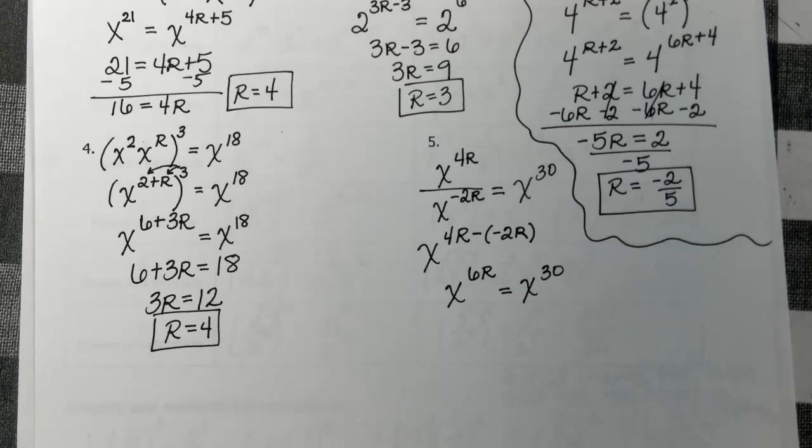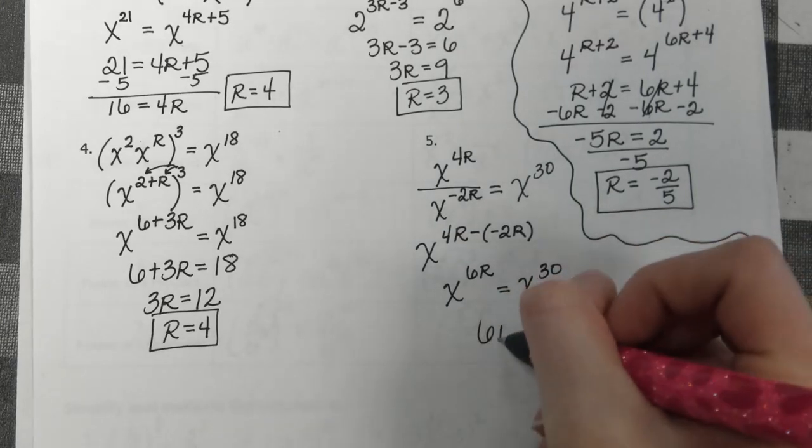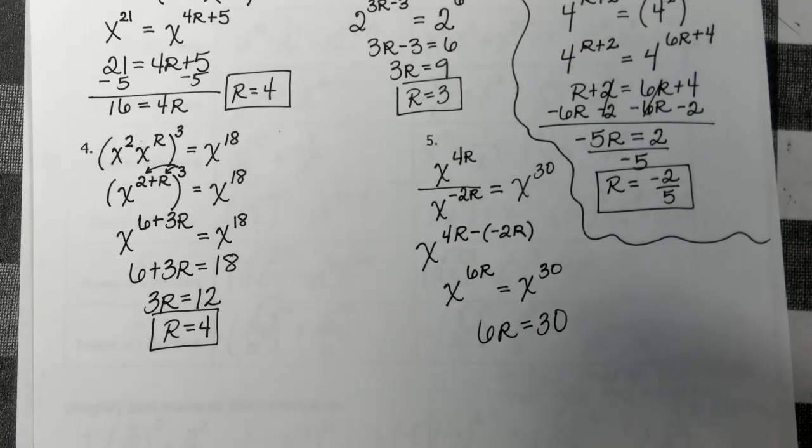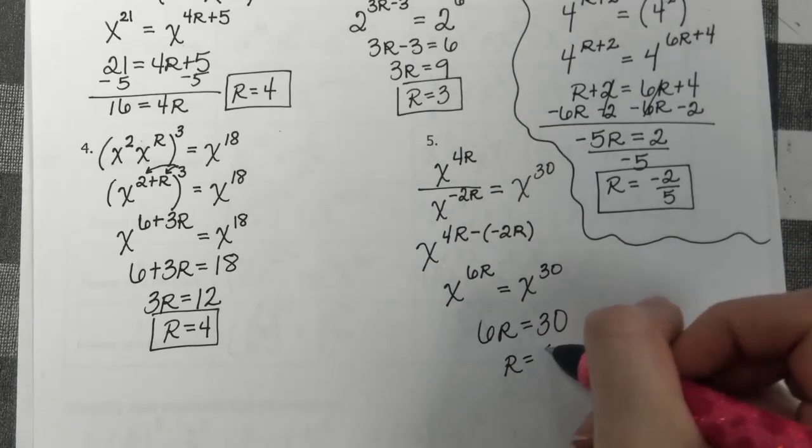If you moved the negative 2r up, you would be multiplying those x's, so then you would add and still get 6r. Okay? Now, I can set 6r equal to 30, and r equals 5.